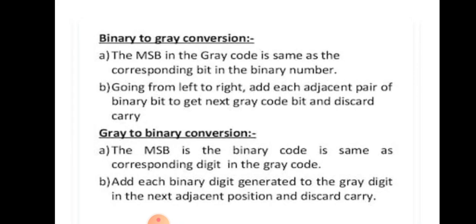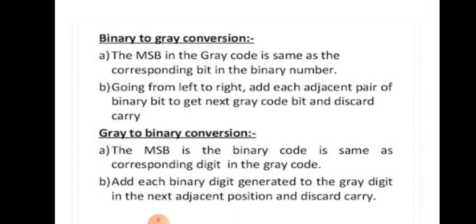The MSB of the binary code is the same as the corresponding digit in the gray code. And the second point is we have to add each binary digit generated to the gray digit in the next adjacent position and discard the carry. So these are the two conversions, binary to gray and gray to binary. We will see this in the next video.